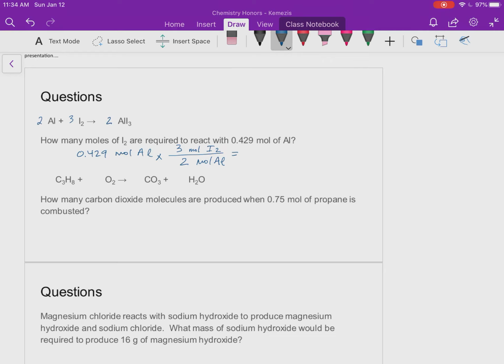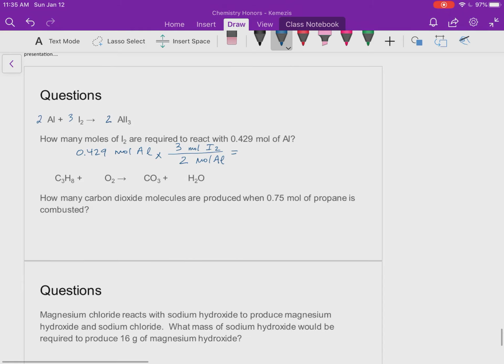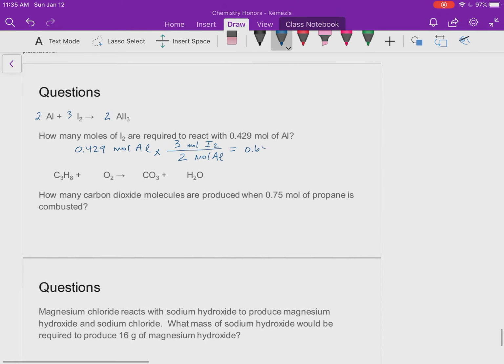0.429 is how many moles of aluminum I want, and then I'm going to do times 3 divided by 2. So that means I'm going to need 0.644, if we're thinking about significant figures, moles of I2. And it makes sense, right? If it's a 3-to-2 ratio, I need more I2 than I need aluminum, so this number is bigger, that works. It's a 1.5 to 1 ratio, that works. So there's our answer, right? It was asking for how many moles of I2.